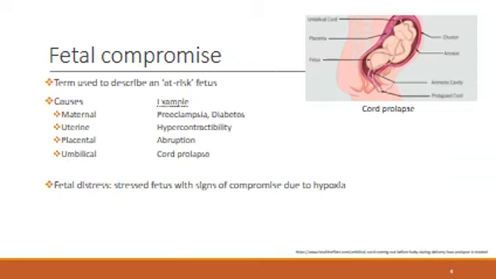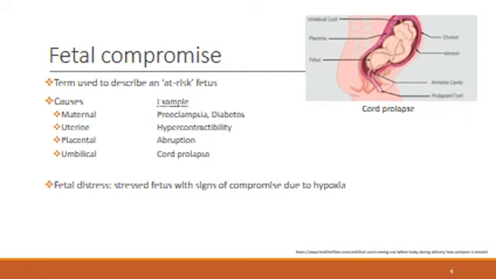Fetal compromise is a term used to describe an at-risk fetus, so it's important to take cognizance of maternal, uterine, placental and umbilical causes that can place a fetus at risk for hypoxia and therefore the whole hypoxic ischemic encephalopathy sequence. Maternal factors such as preeclampsia, diabetics with microvascular disease or any chronic disease will put the fetus at risk.